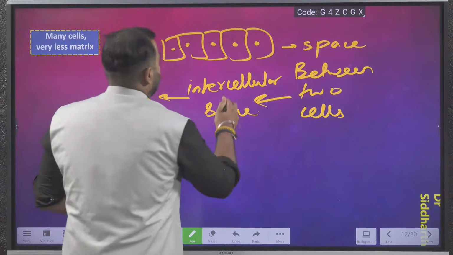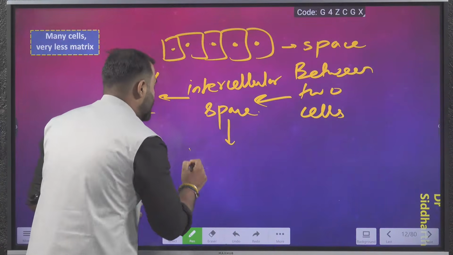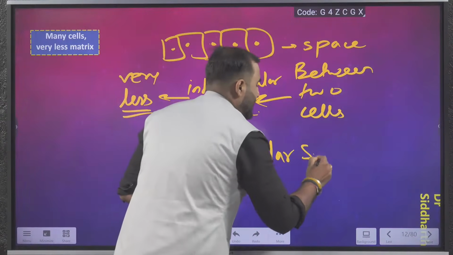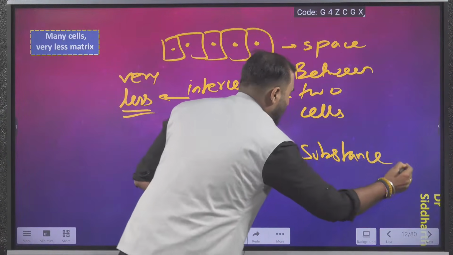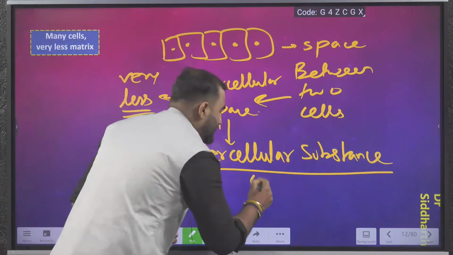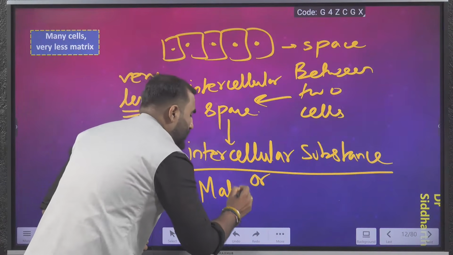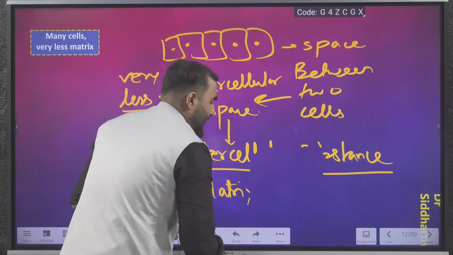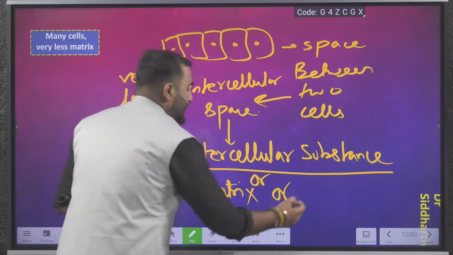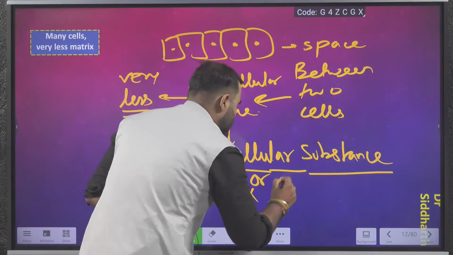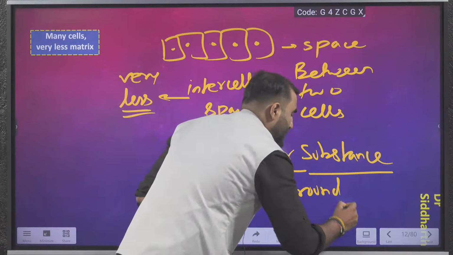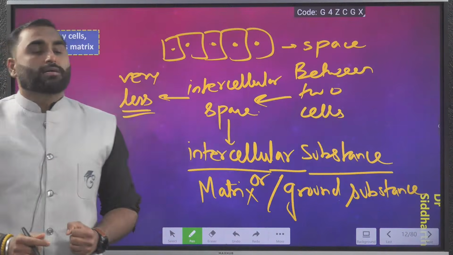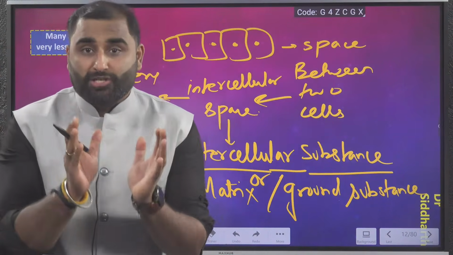So in this intercellular space, what is present? Intercellular substance, or sometimes it is also called matrix, or it can also be called ground substance.